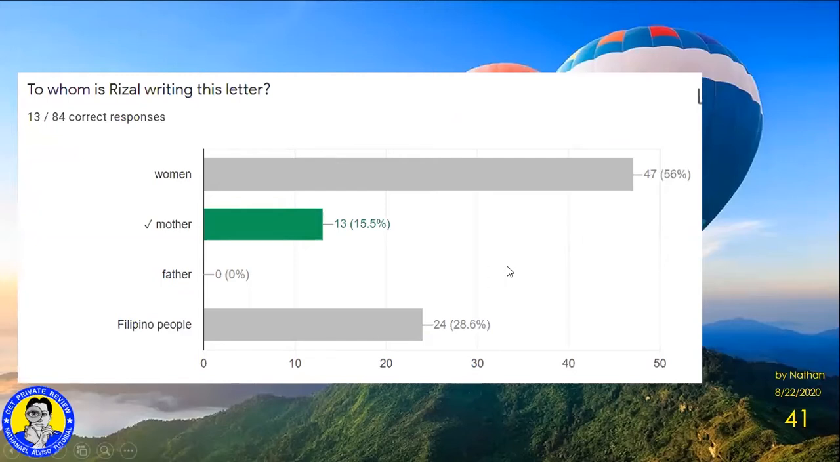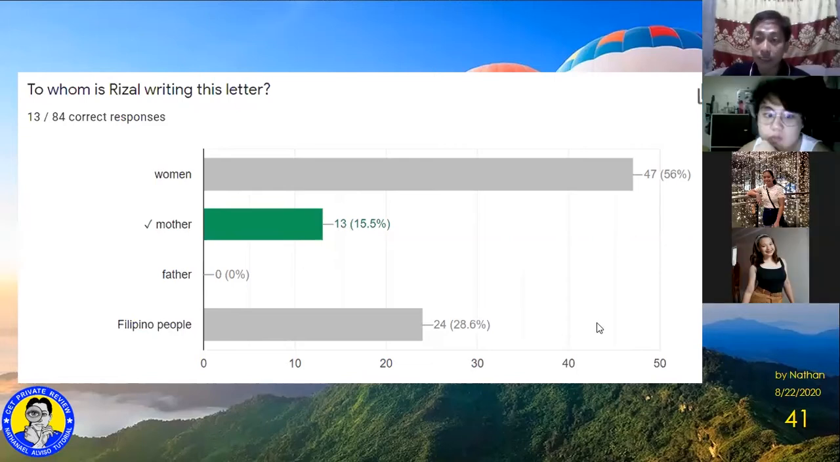So we can now go back to answering the questions. To whom is Rizal writing this letter? Mother. Most of you answered women. And it's probably because you just read in the first sentence when Rizal said especially women, but you did not do a further reading. That it's not just women, but mothers who are raising their children. So the correct answer here is mother, the best answer. Although women is also correct, but again, guys, as I've told you before, you have to select the best answer in your college entrance test. Next.